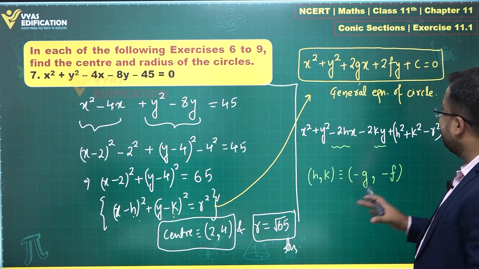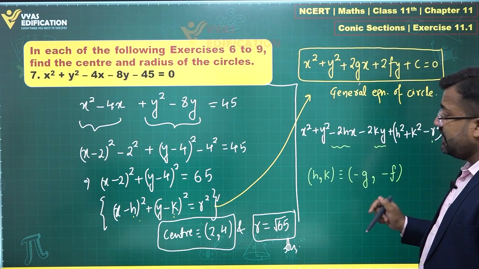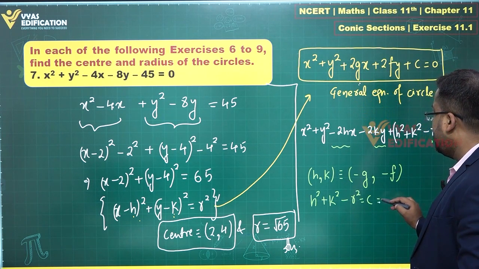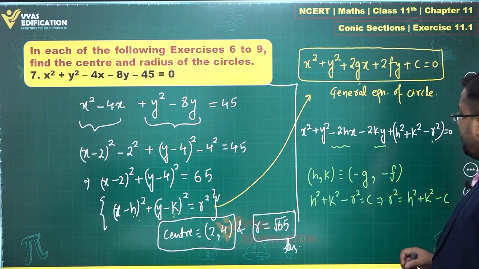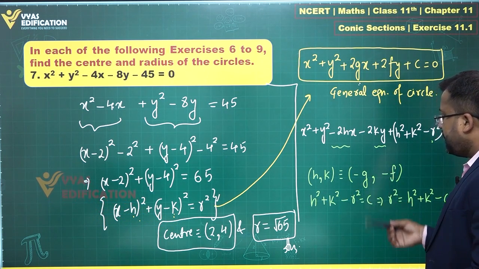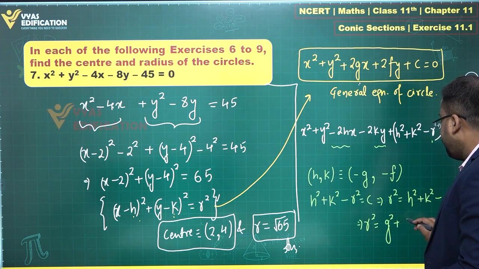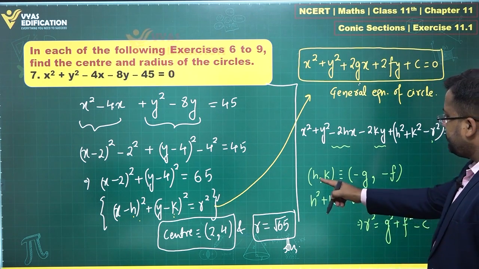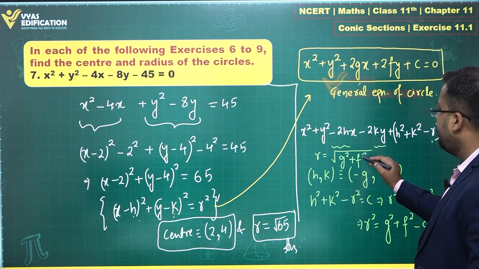Okay, and what about the radius? Radius can be obtained. h square plus k square minus r square is equal to c, implies that r square will be equal to h square plus k square minus c. But h and k are not a part of this, right? h can be replaced with minus g, k can be replaced with minus f, and from here I'll get r square will be equal to g square plus f square minus c, and therefore r will be equal to under root of this. So h comma k, this is the center, and radius will be under root of g square plus f square minus c.